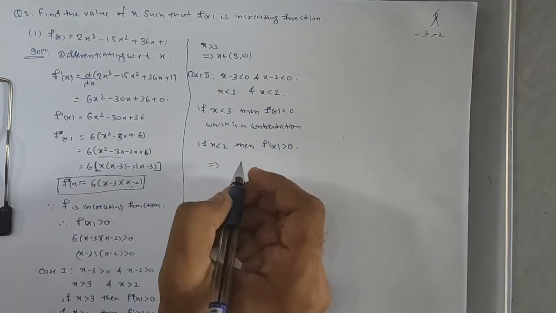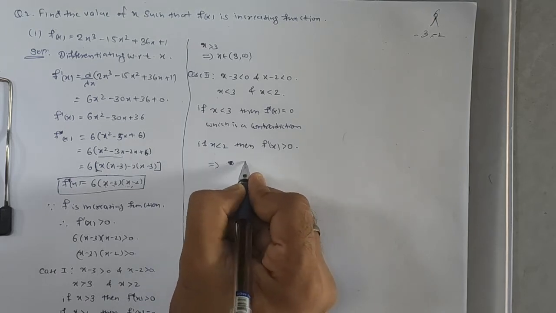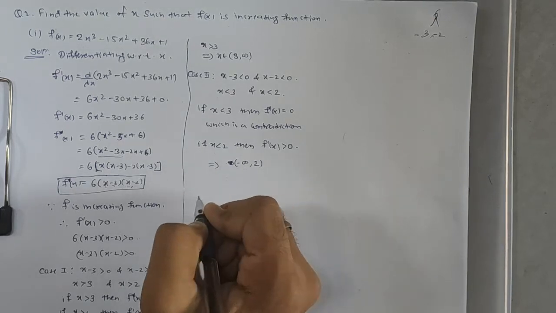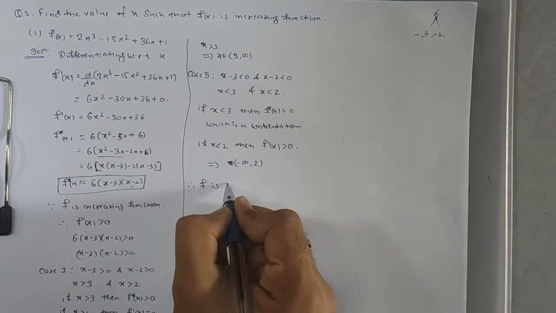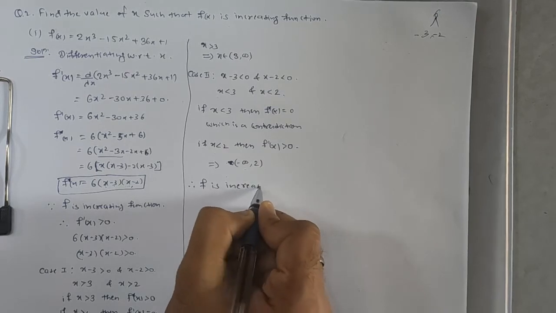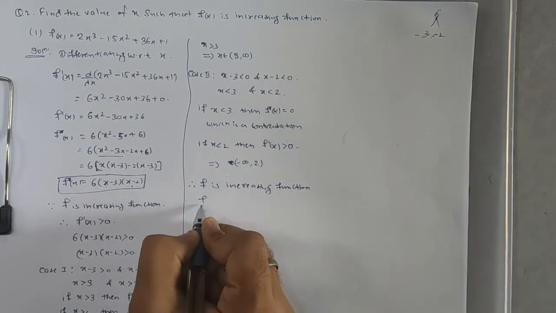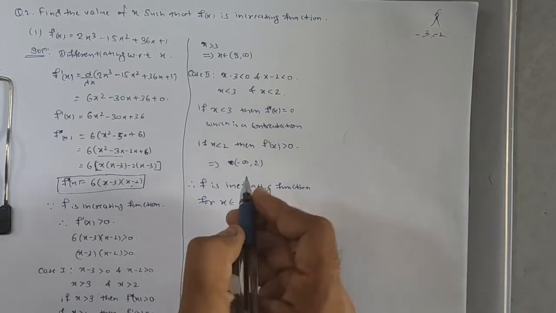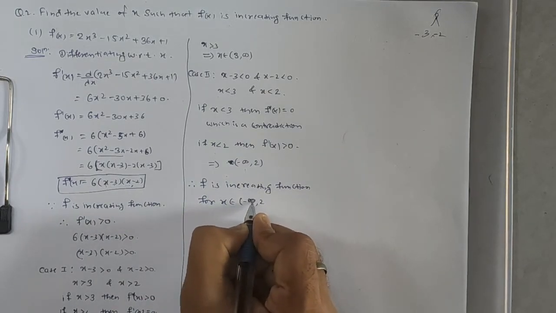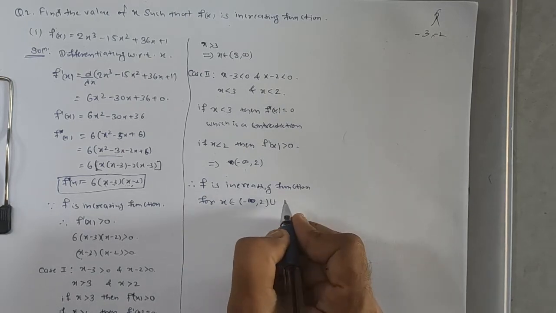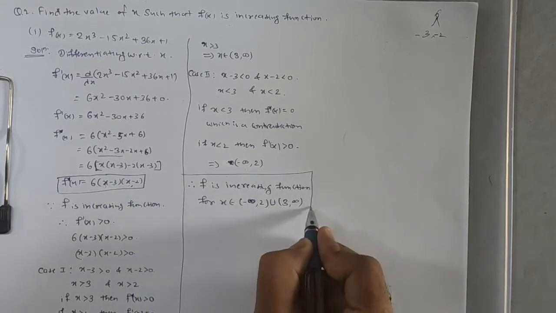That means f dash of x is greater than 0. This implies x is less than 2, so there will be minus infinity to 2, correct? So therefore f is an increasing function for x belongs to both this and this, so we can take the union: minus infinity to 2 union 3 to infinity. This is our final answer.